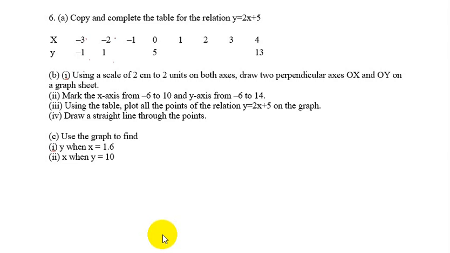Now we will put this -1 in this equation. So y equals 2 times -1 plus 5. I'm going to get -2 plus 5. That's giving us 3.